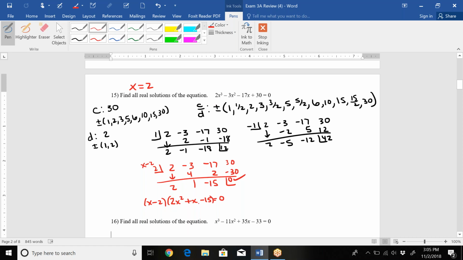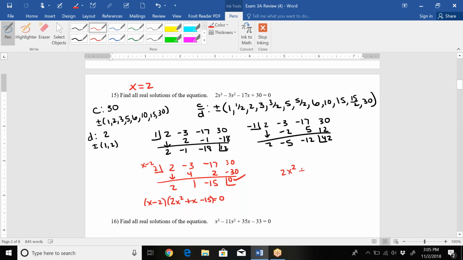We need to solve the 2x squared plus x minus 15 because that is going to be our other two answers. They could factor, it could not factor, and then it could be a rational, irrational answer like square root of 3 can be involved, or it could even be imaginary. So since they said find all real solutions, if they end up being imaginary, we would only report x equals 2 as a solution. But I believe this might factor, so let's bring this over here.